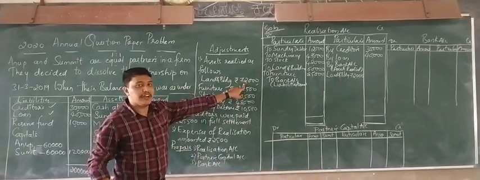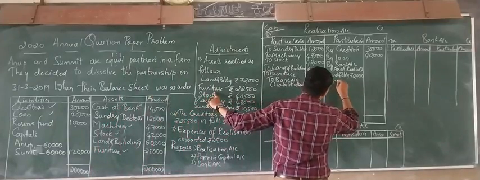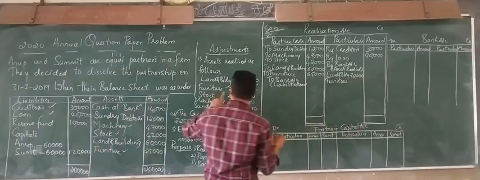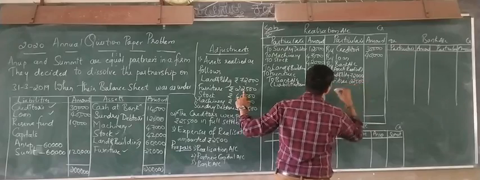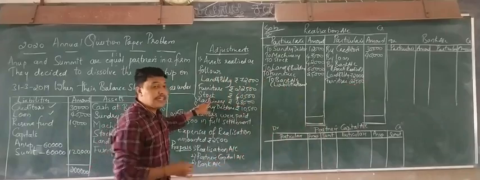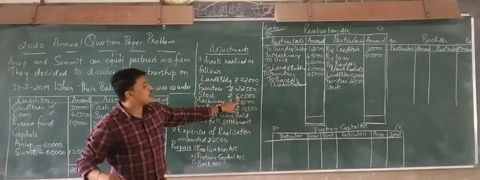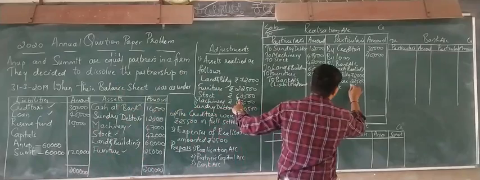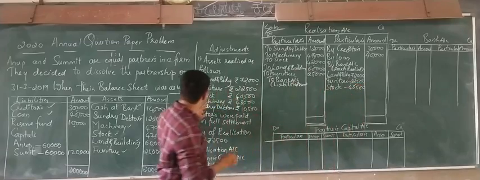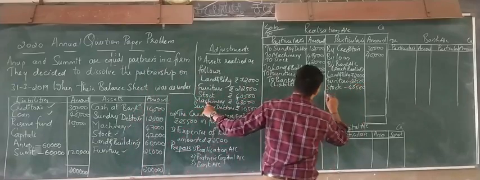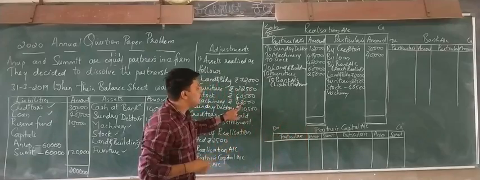This value we are taking here. Then the furniture value. What is the furniture value? That is 22,500. We just write here 22,500. Similarly, go for the next one, that is stock. What is the value of stock? That is 40,500. Next, that is machinery. What is the value? That is 48,000.